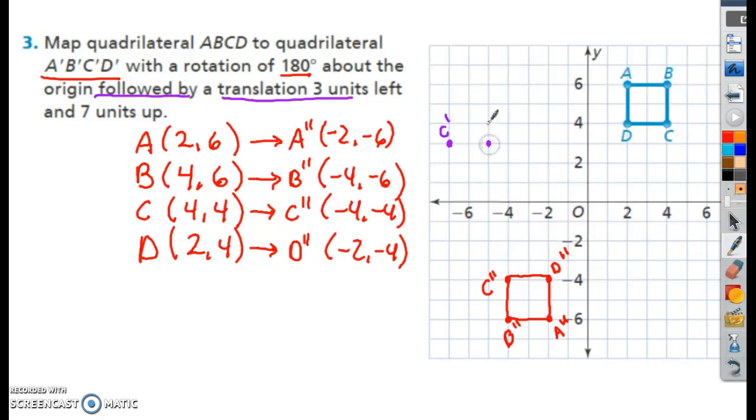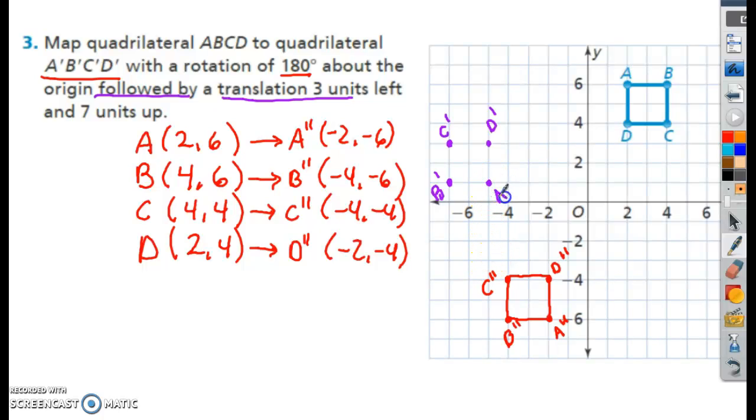I better land close to that C. D prime. B. 1, 2, 3, 1, 2, 3, 4, 5, 6, 7. Yep, that is too long, just like this is too long, just like these are too long. And that was B prime. A, 1, 2, 3, 1, 2, 3, 4, 5, 6, 7.